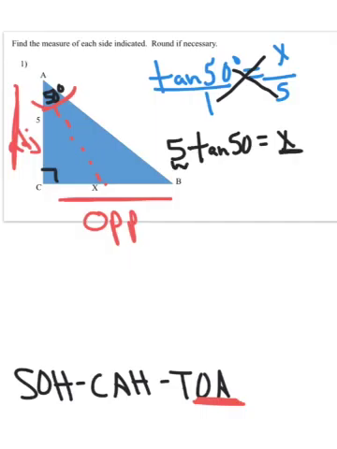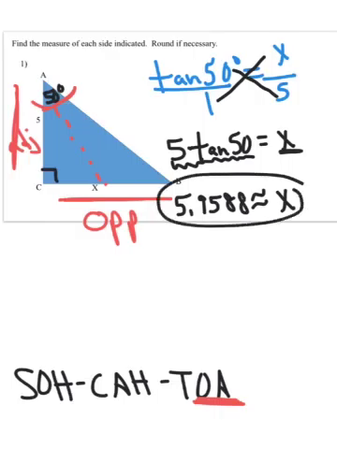So what we're going to do is take this 5 times tangent of 50 and put it in our calculator. If you go to your calculator, you're going to type in 5 times the tangent of 50, which is approximately 5.9588. And this would be our answer to how long side X is.